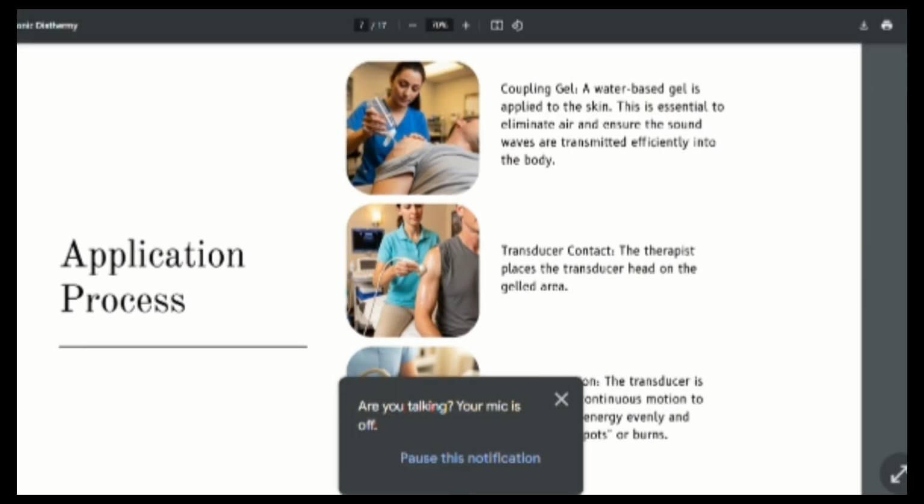The high frequency sound waves like those used in ultrasound do not travel well through the air. If there were an air gap between the transducer head and the skin, over 99% of the sound energy would be reflected away and would never enter the body. This gel has an acoustic impedance similar to that of the human tissue, which minimizes the reflection and maximizes the transmission of the ultrasound waves.